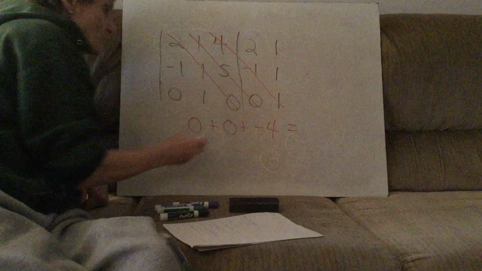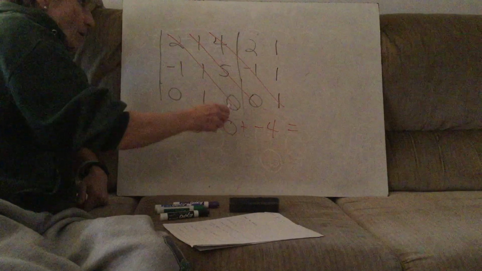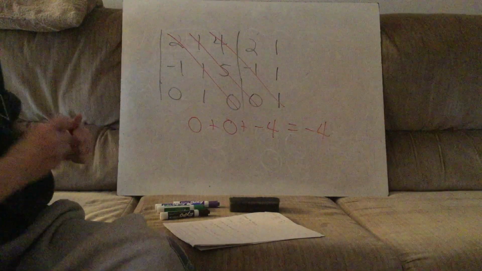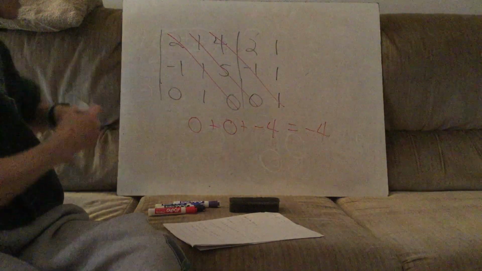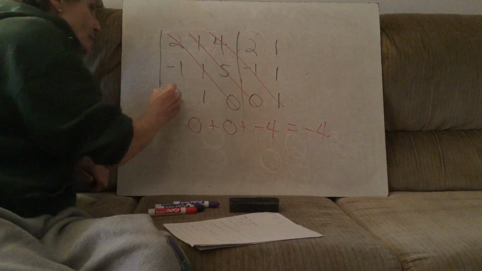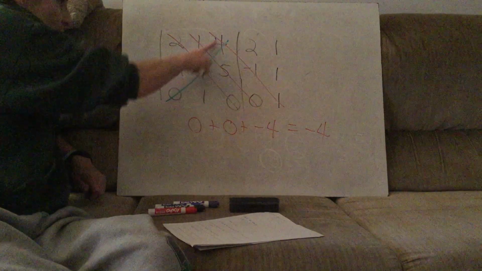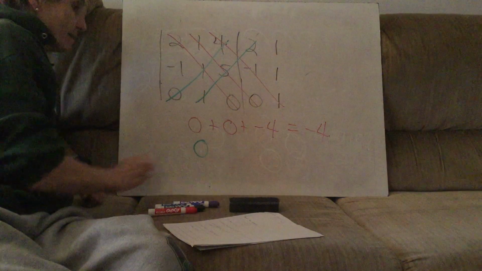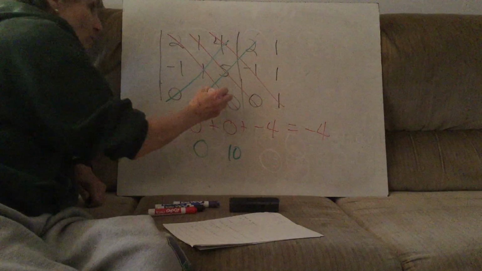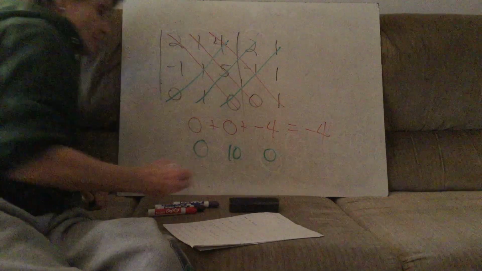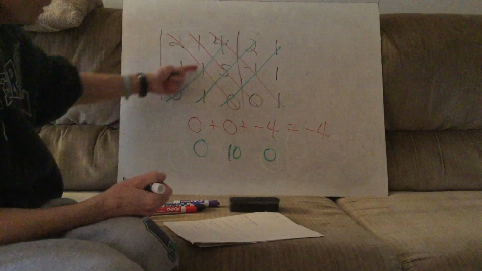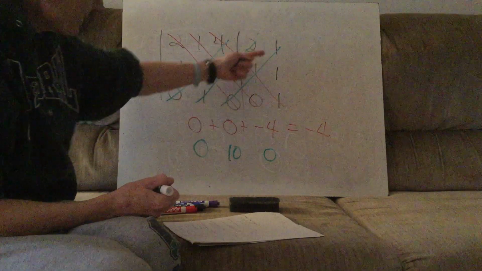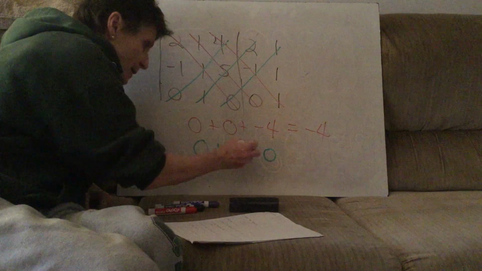Now let's total those up. We have a 0, and a -4. So that gives us -4. You aren't done. Now you got to come over here and do the same thing. Multiply those together. We get 0. Multiply these together. We get 10. And multiply these together and we get another 0. Now total them up and we get 10.